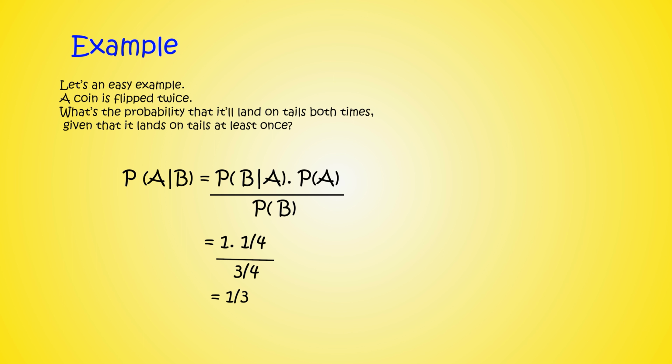100%. The probability of getting two tails is 1/4, and the probability of getting one tails is 3/4. Plugging in these values in Bayes' theorem, the probability that the coin will land on tails twice in two flips, given that it lands on tails at least once, is 1/3.